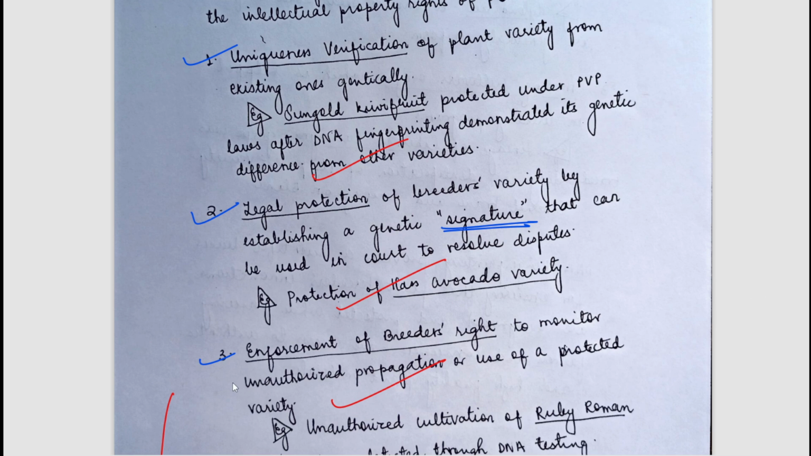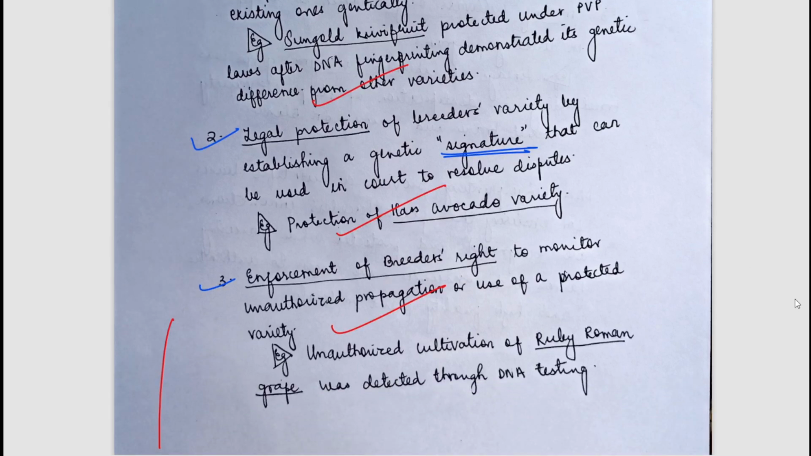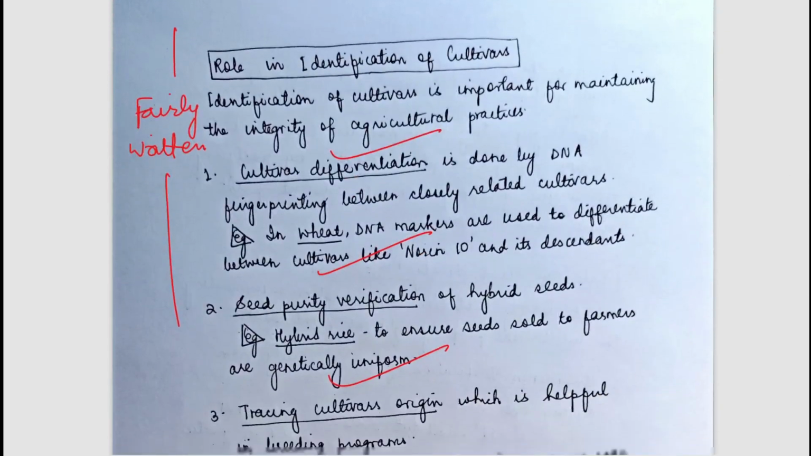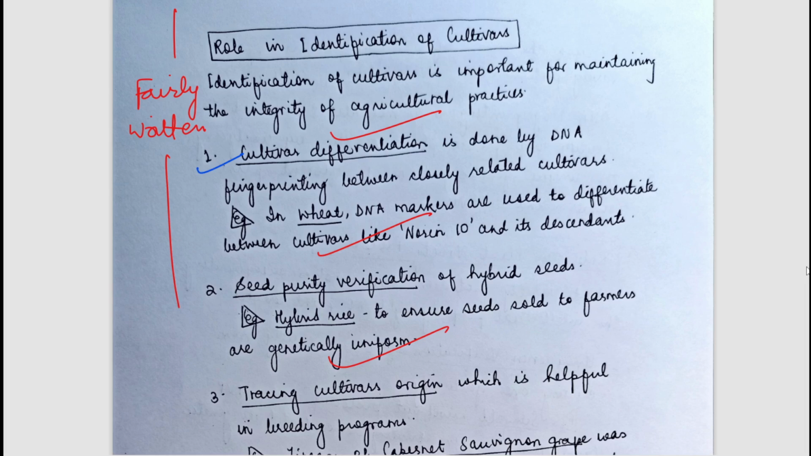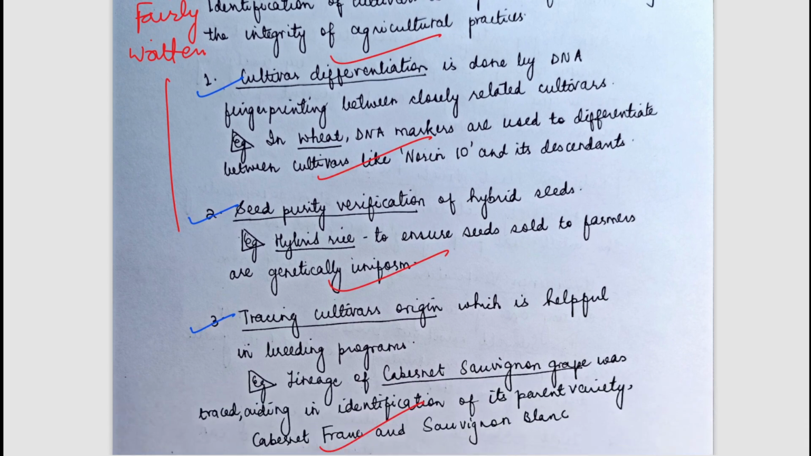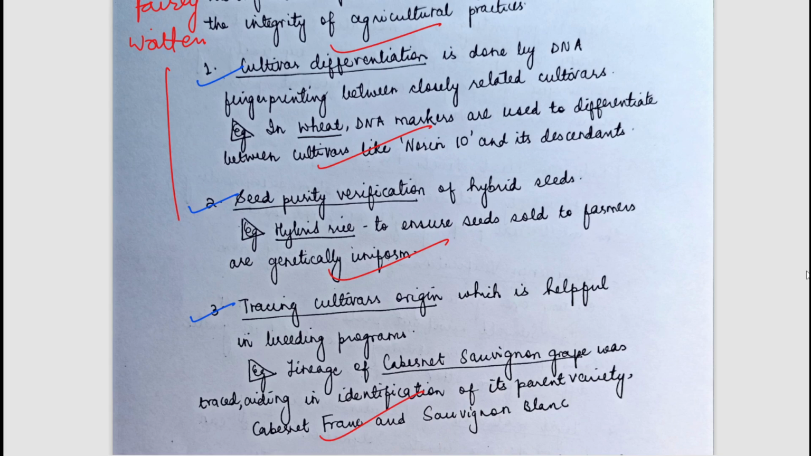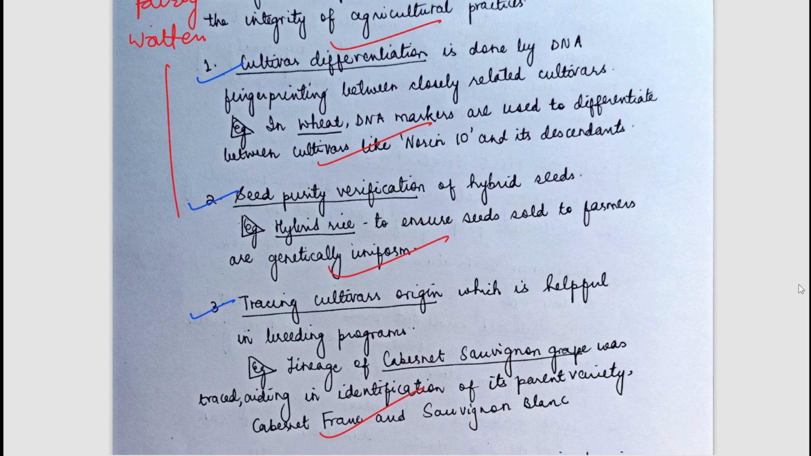So the next point was enforcement of breeders' rights. Obviously it could be helpful in enforcing breeders' rights. In identification, obviously it can be helpful in cultivar differentiation. It can be helpful in seed purity verification. It can be helpful in tracing a cultivar's origin. It can be helpful in analyzing the ancestral relationships of cultivars. So in all these things, DNA fingerprinting can be very helpful.